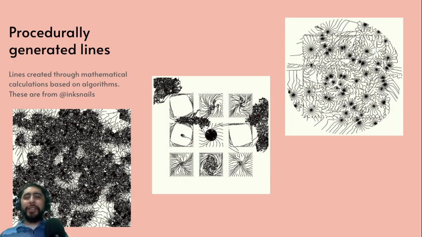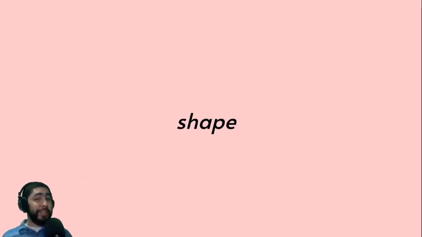Procedurally generated lines. This is just a bonus one I'm throwing in. They're just lines created through math, algorithms, and stuff. I don't know, I just think they're cool. All right, so that's it for lines. That's just one of the elements. Now we're on to shape.